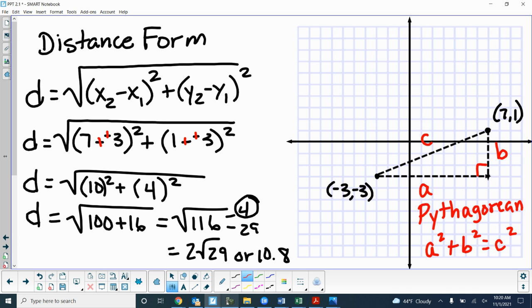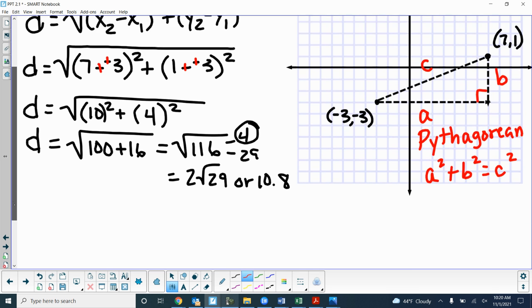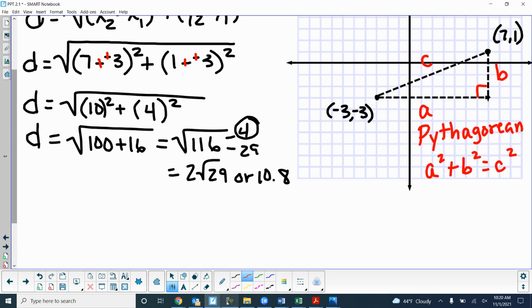All right, the other thing we're going to do and figure out between 2 points is called the midpoint.